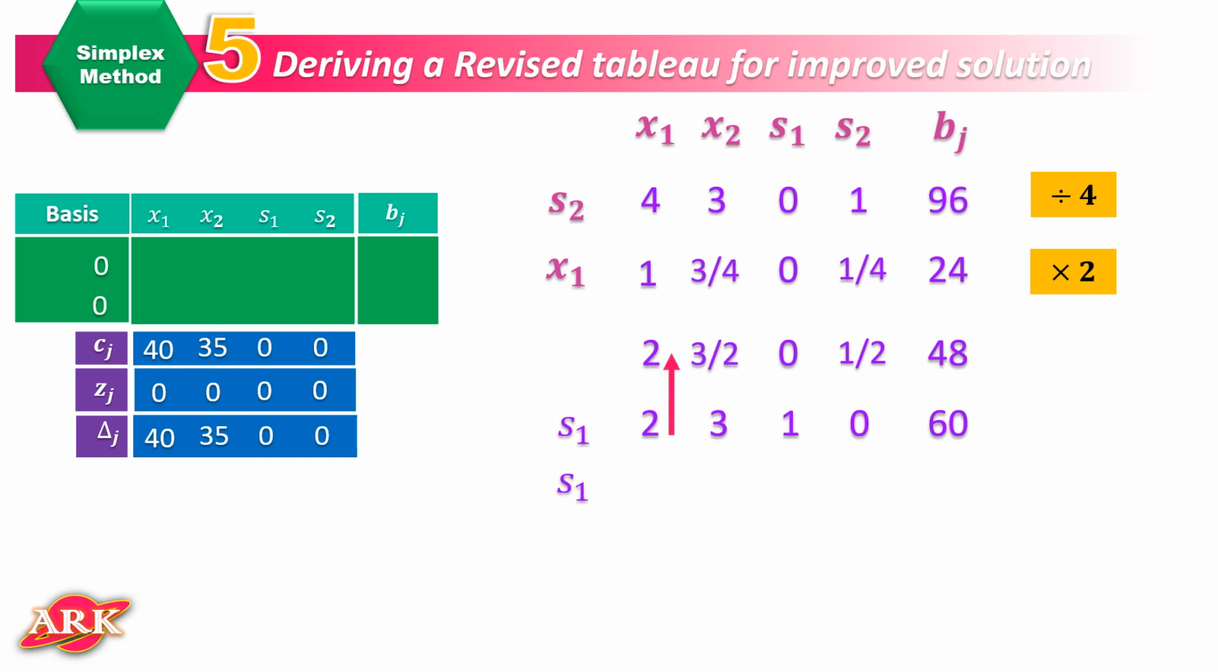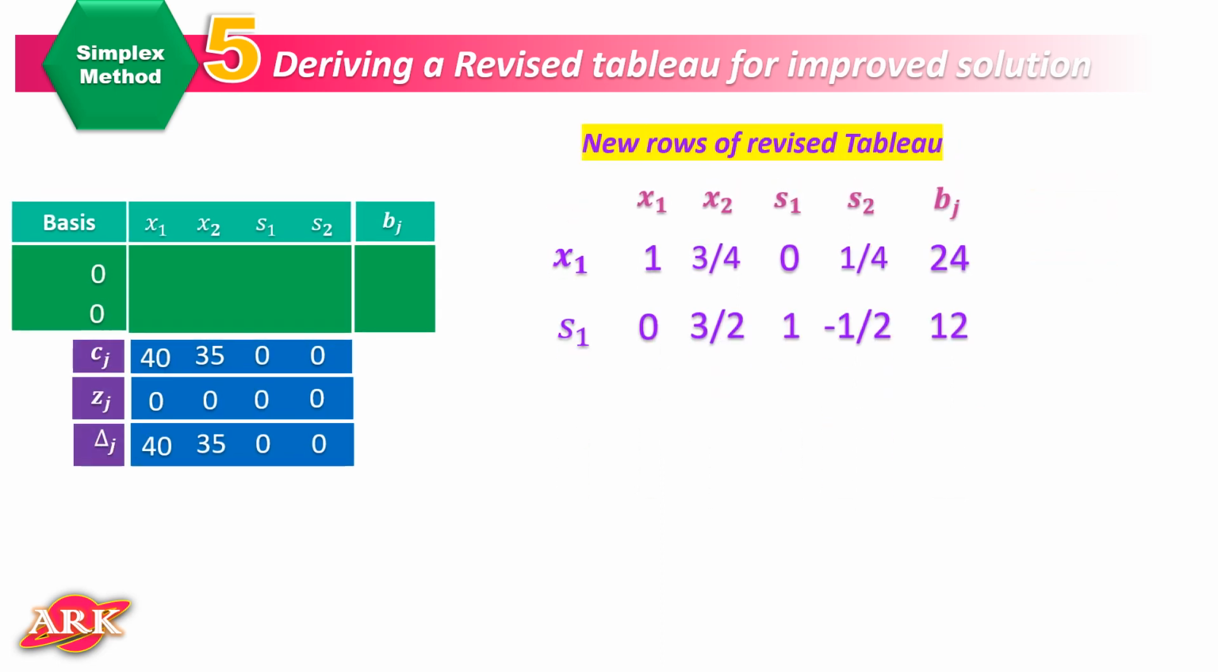2 minus 2 gives us 0. 3 minus 3 by 2 gives us 3 by 2. 1 minus 0 gives us 1. 0 minus 1 by 2 gives us minus 1 by 2. And 60 minus 48 gives us 12. In this step, our aim was to derive a revised tableau. That means a tableau with new, revised elements. So you can see these are the revised elements.